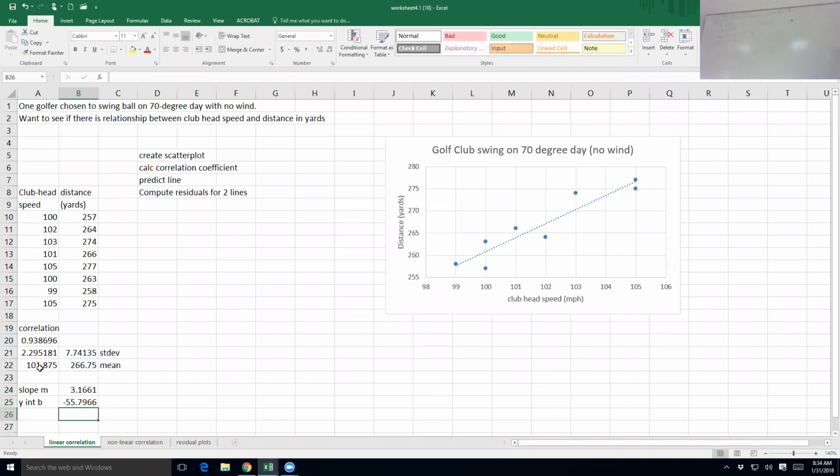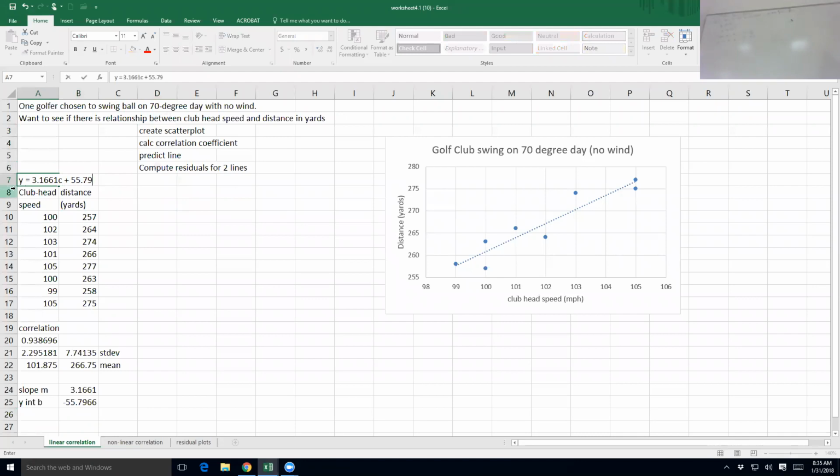So I've got it now here. So what is the regression equation here? Give me the y equals mx plus b equation. Y equals, thank you, Eric, 3.1661 times x minus 55.7966. So that's the equation of this line here that I drew in blue, or that Excel drew. Does that make sense?